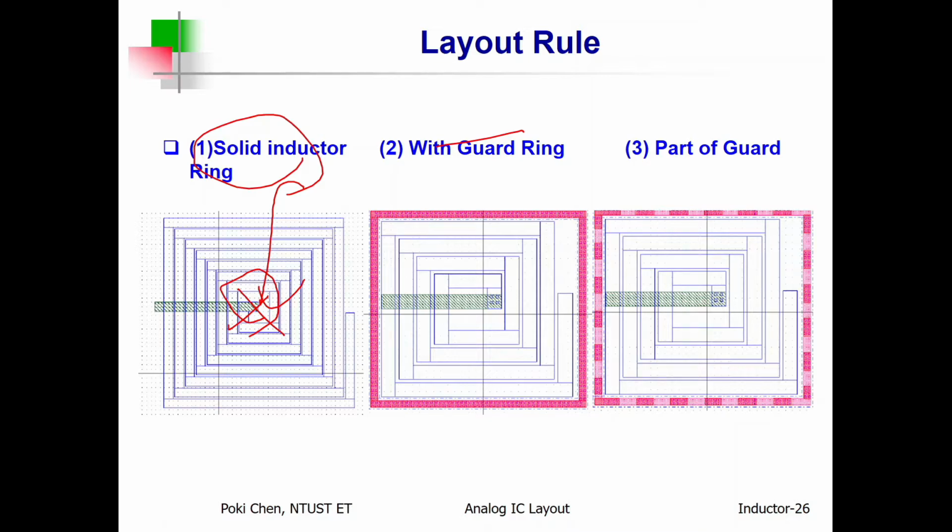To limit the flux, don't let it go out. Don't go out of the inductor far away. Then all the flux will be limited inside the guard ring. In this way, you can increase the Q factor a little bit. Never mind whether the guard ring is complete or partial. Both work.